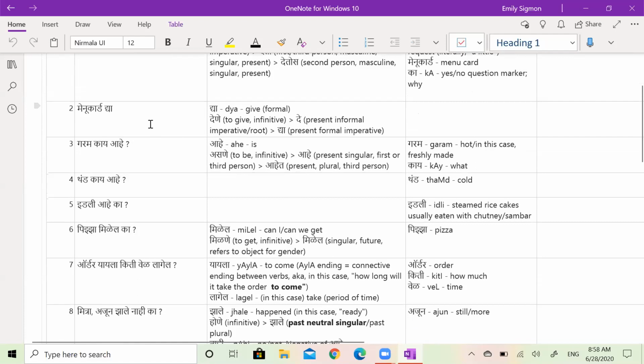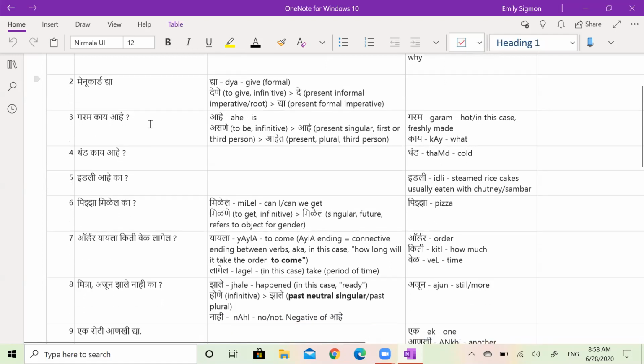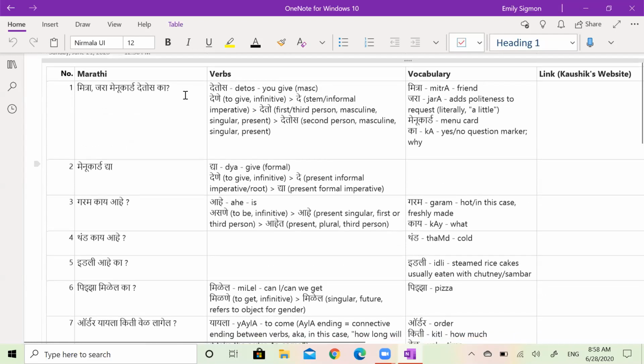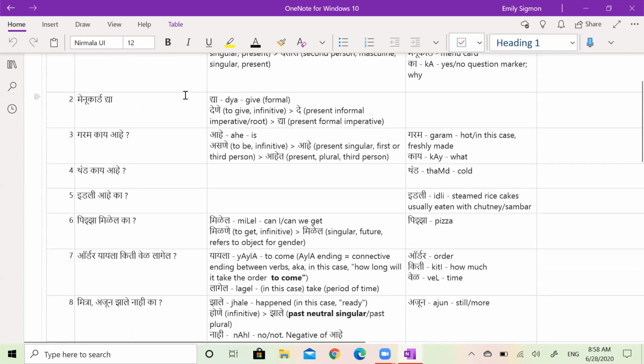Menu card dya. So dya was in the previous one with the grocery store conversation. Dya is just to give, formal. So please give me a menu card. And these are all sort of standalone sentences. They're not a conversation or anything.